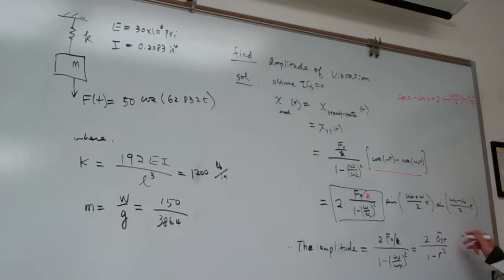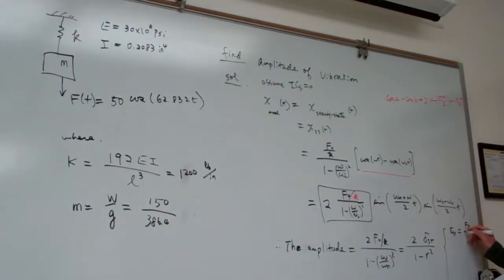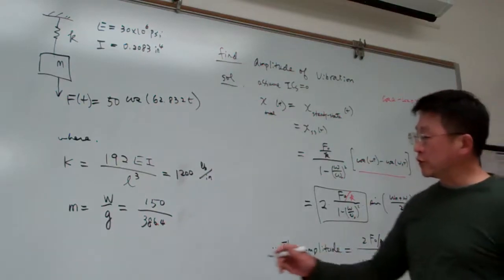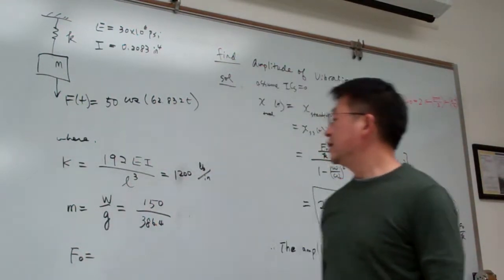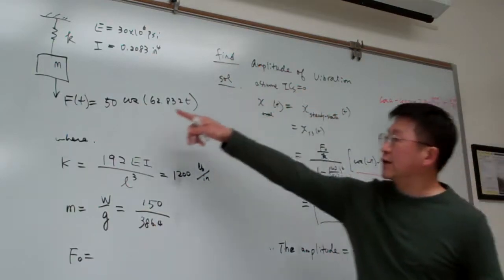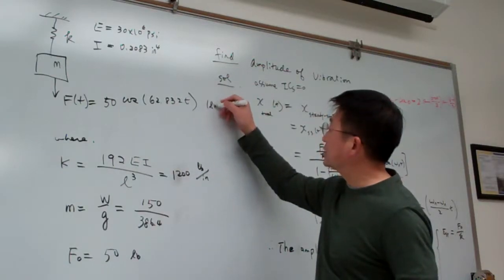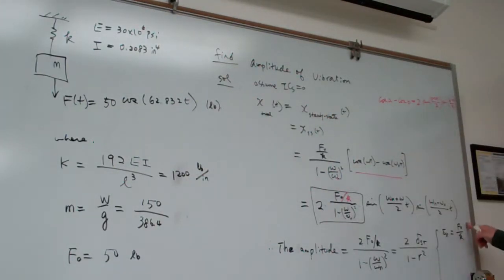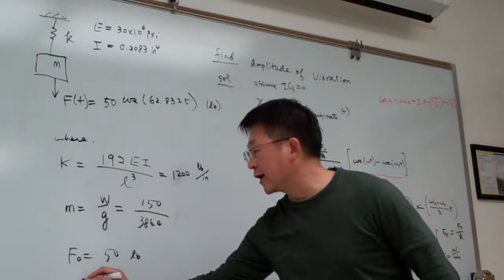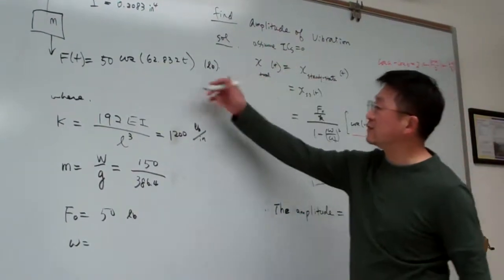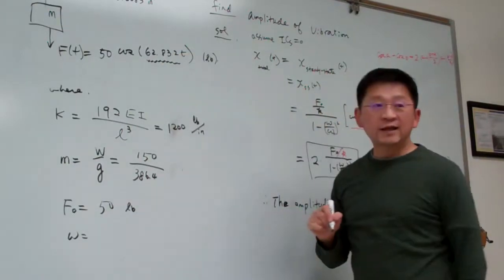So right now we want to know what delta ST is. Delta ST equals F0 divided by K. So we also need to know F0, and F0 is the magnitude of our given loading, which is 50 pounds. Sorry, this one is in pounds. So we have F0 and we have K, so we can calculate delta ST. And also we need to know r. So r equals omega divided by omega n. And what is omega? Omega is our working frequency, and that is given by this number. That is omega.